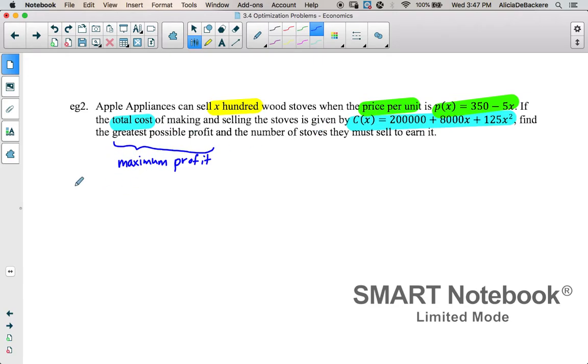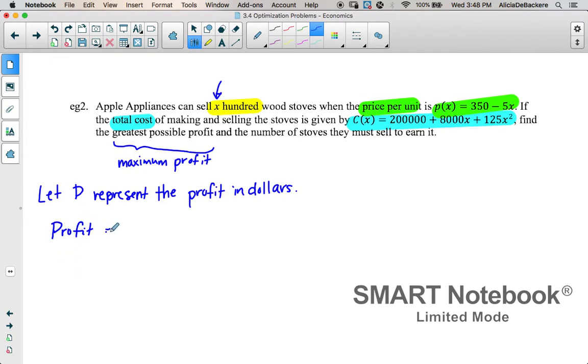Okay, so if I want an equation for profit, then I definitely need a variable for that. I don't need another variable because they actually gave it to me here. They already defined X for me as the number of wood stoves in hundreds. So I'm going to come up with my equation now. I know that profit is equal to the revenue minus the cost.